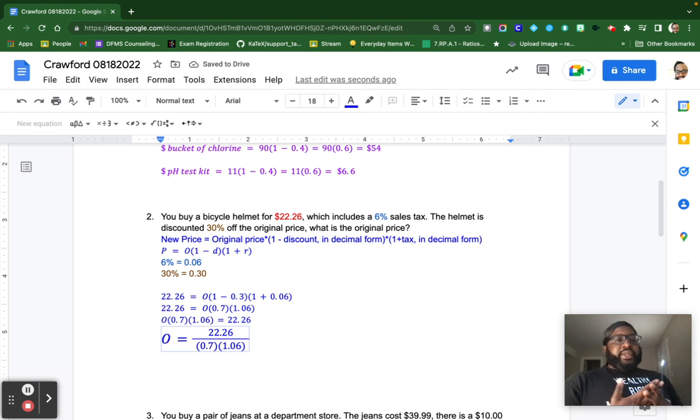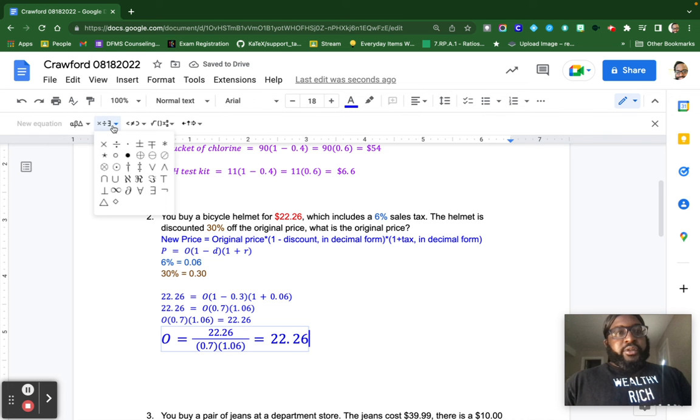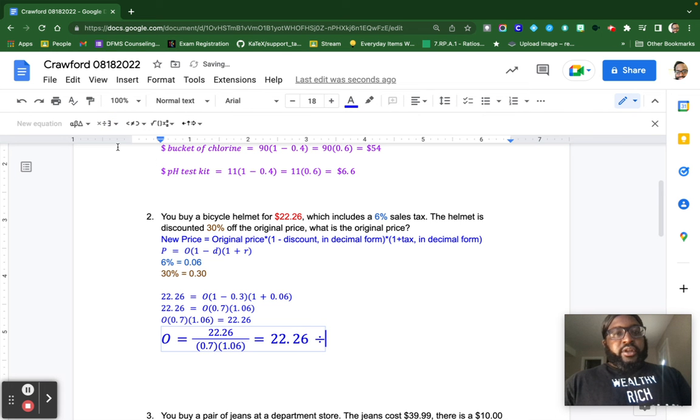So what's going to happen in a calculator? This is what it's going to look like. This is the order you're going to press the keys in order to do it in a calculator. You're going to type in 22.26 divided by 0.7 divided by 1.06. And after you do that, you're going to get 30.